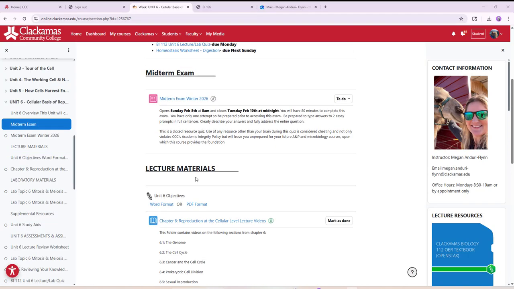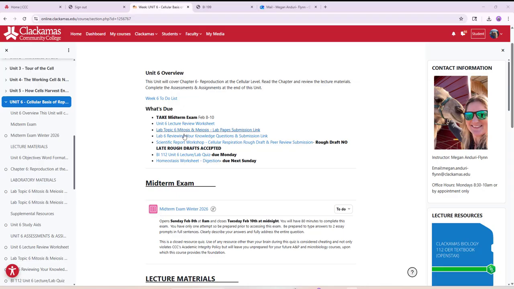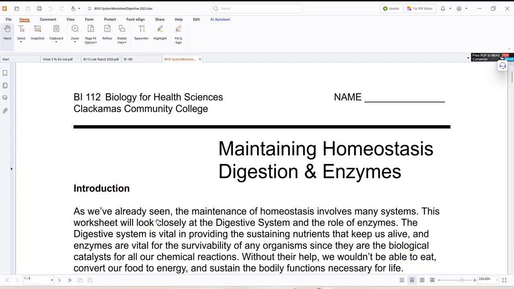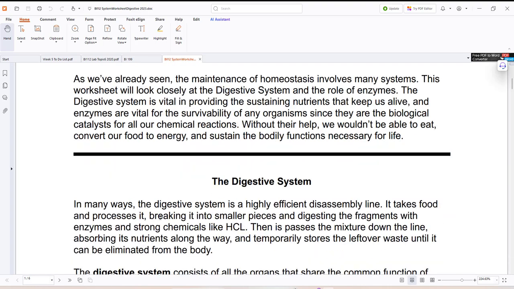And then even though it's not due this week, you might want to get started on the homeostasis worksheet. This is our final homeostasis worksheet on digestion. So I'll bring that up now. Digestion and enzymes.